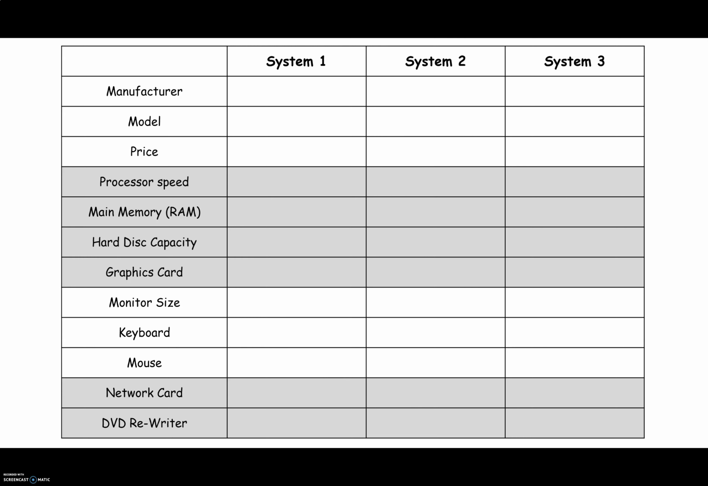When it comes to the last 4, keyboard, mouse, network card, and DVD read writer, all you're putting in those boxes is either a tick across or a yes or a no, if that's easier to type. So does it have a keyboard in the picture or in the paragraph? If it is yes, then you type a yes.